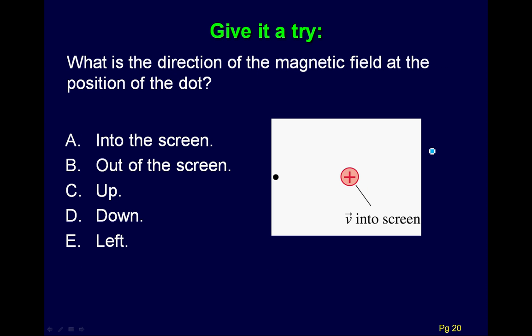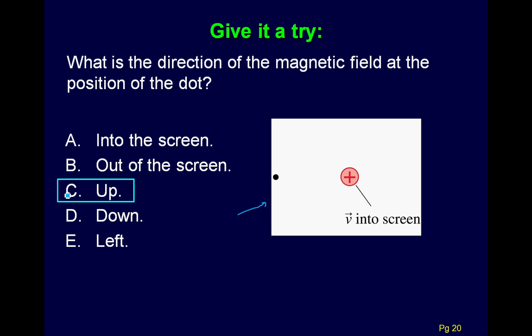And our last thing here is now, instead of looking at a current, we're looking at just one piece of charge. But again, you can think about them as kind of the same thing. So what is the direction of the magnetic field at the position of the dot, which is right over here? Here's our dot, caused by this proton that's going into the screen. So think about this and then let me know what you think.